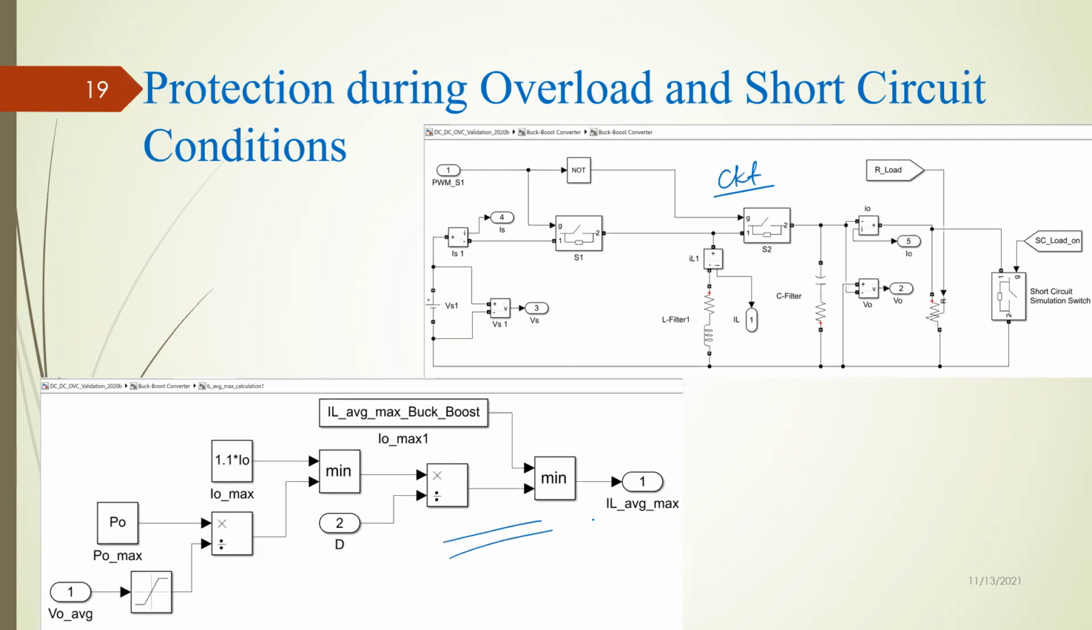For the buck boost converter, it is possible to protect during the short circuit condition because the output of the buck boost converter can be lower than the input voltage, or it can be higher than the input voltage also. So for the buck converter and buck boost converter, it is possible to protect them during fault condition, but for the boost converter, it is not possible to protect it.